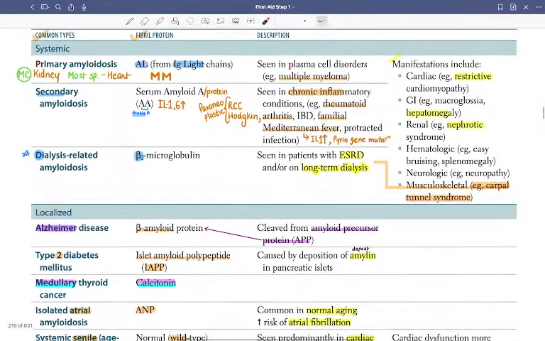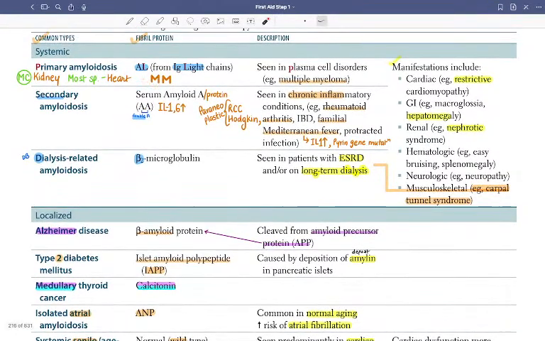Another, so mnemonics: AL, light chain, multiple myeloma. Kidney is also affected with that. Interleukin 6, that is done. AA means two times A, so that's secondary. Secondary means two. Dialysis associated, DB, beta 2 microglobulin. Okay, so beta 2 microglobulin, DB.